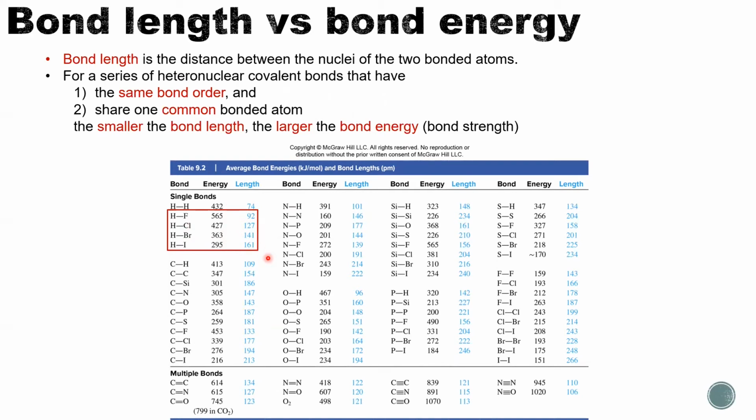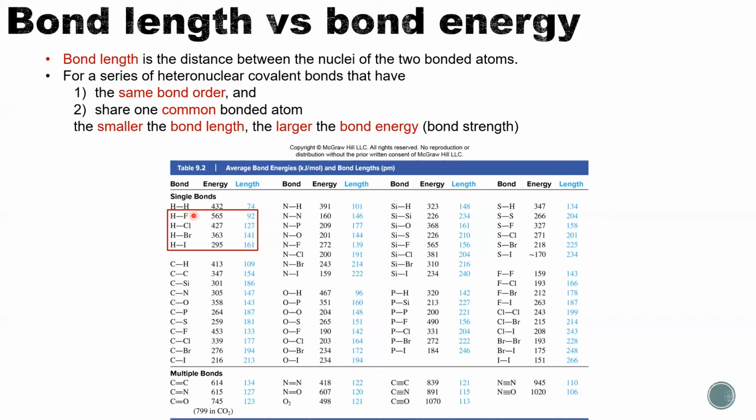It can be understood in this way. According to Coulomb's law, when these two atoms are getting closer, which means the bond length is smaller, one atom will feel stronger attraction from the other because of the shorter distance. So the bond energy is larger. It's harder to pull them apart.